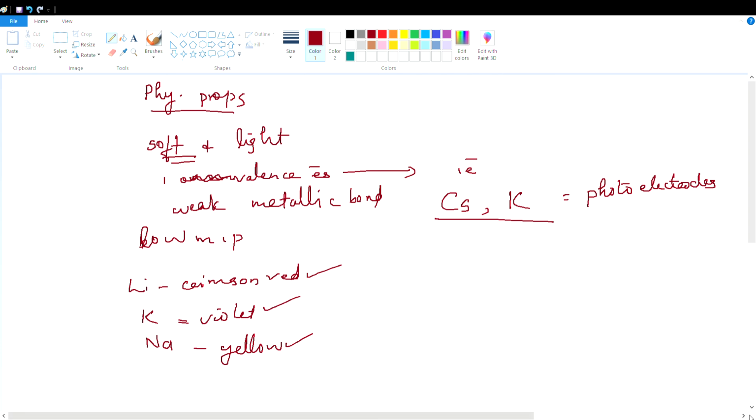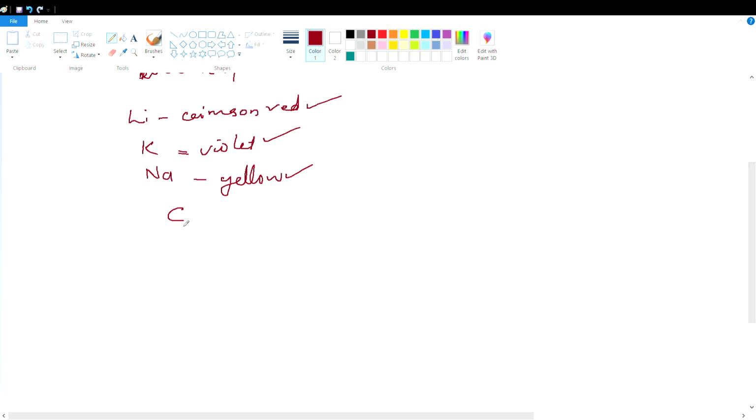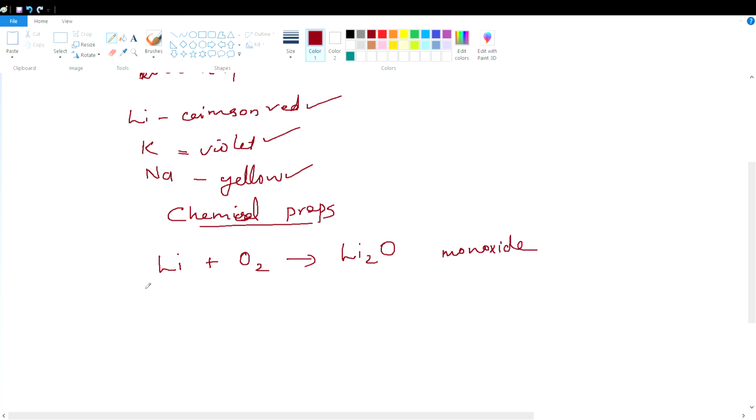Now coming to the chemical reactivity or chemical properties of alkali metals. Alkali metals are very reactive. They react vigorously with atmospheric oxygen and also with water. With oxygen they form oxides. In water these oxides further react with water and form hydroxides. Lithium reacting with oxygen forms lithium monoxide. Sodium reacts with oxygen and forms a peroxide of the formula Na2O2. This is a peroxide.